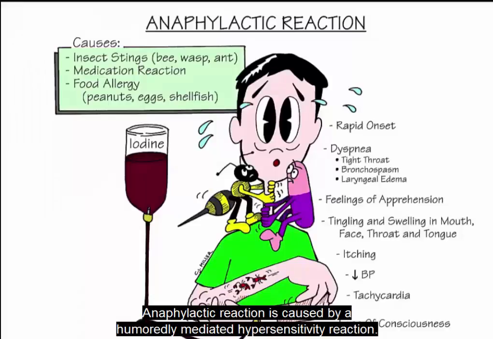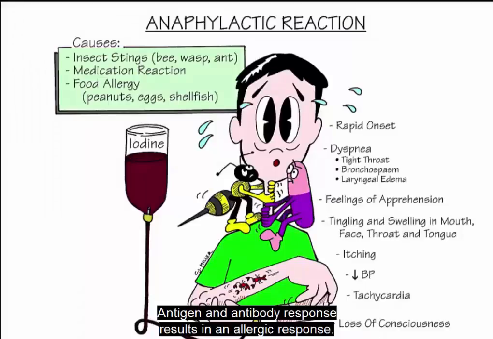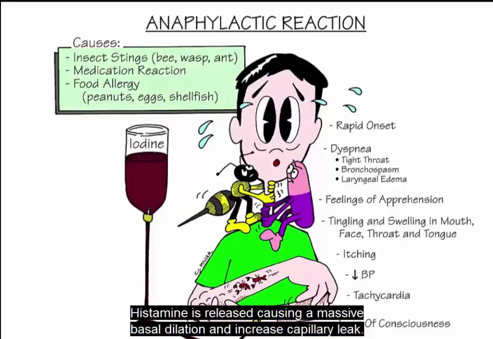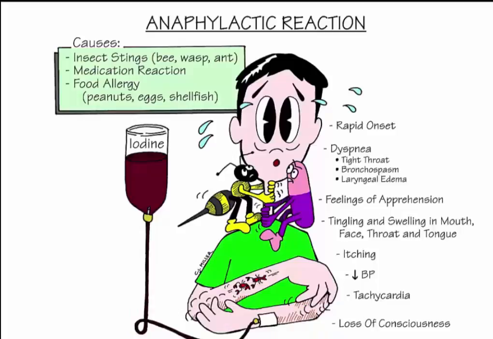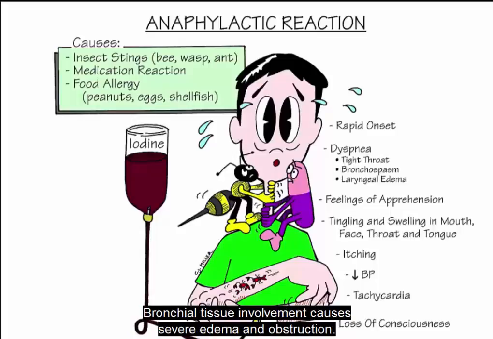Anaphylactic reaction is caused by a humorally mediated hypersensitivity reaction. Antigen and antibody response results in an allergic response. Histamine is released, causing a massive vasodilation and increased capillary leak. Bronchial tissue involvement causes severe edema and obstruction. Risk factors include contact with the specific allergen.